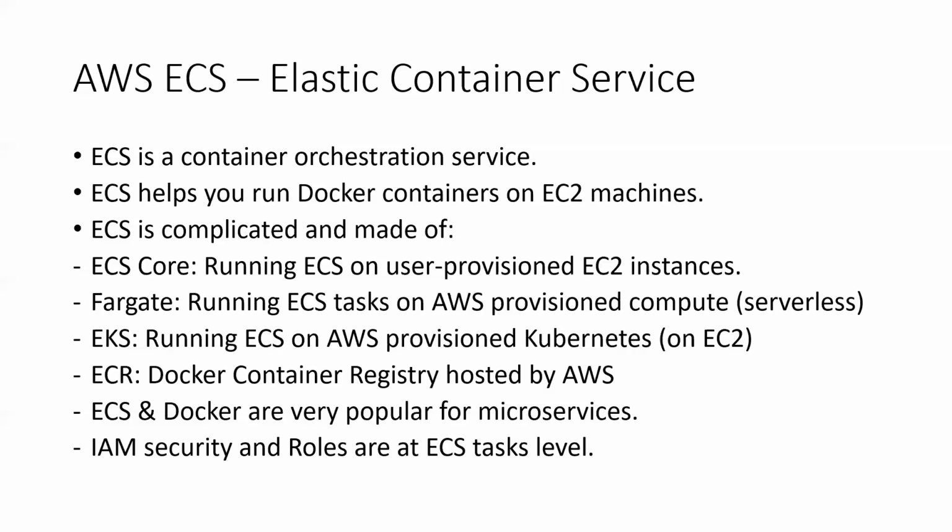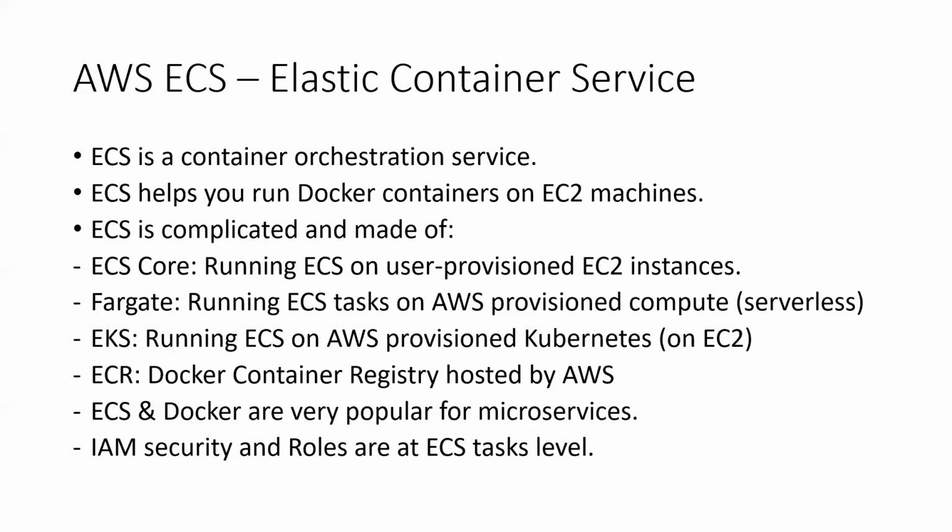So ECS has two components. One is ECS core and one is Fargate. ECS core is when you are running the Elastic Container Service on user-provisioned EC2 instances, where you are initiating the instance and doing the things. You are provisioning the instance. When they are talking about serverless in the exam, you will think of Fargate. Now there is one more service associated with ECS, which also runs on EC2. It is known as Elastic Kubernetes Service. I'll cover this in a few seconds.